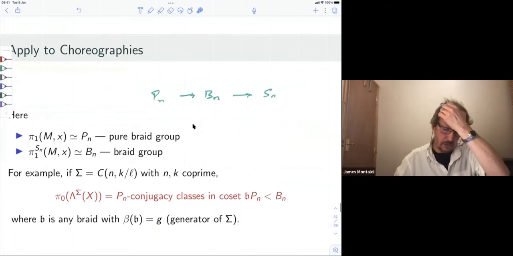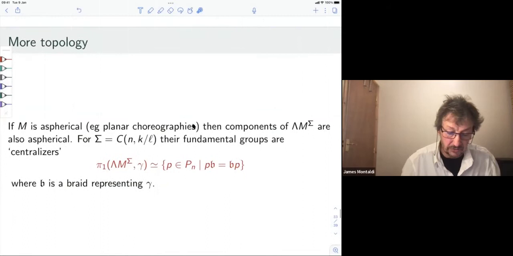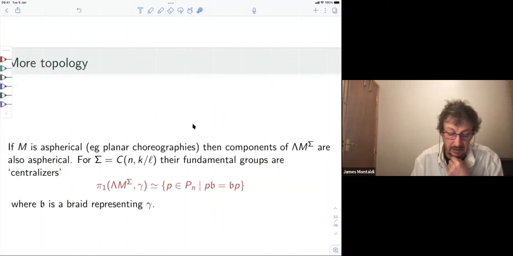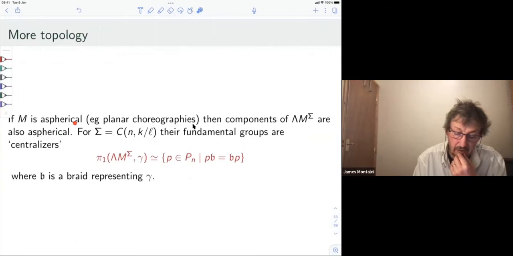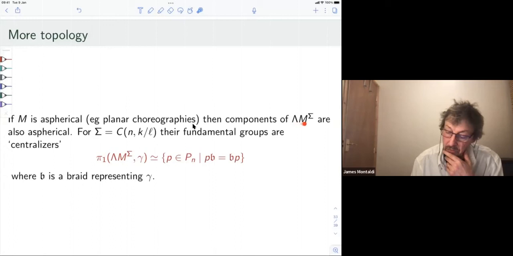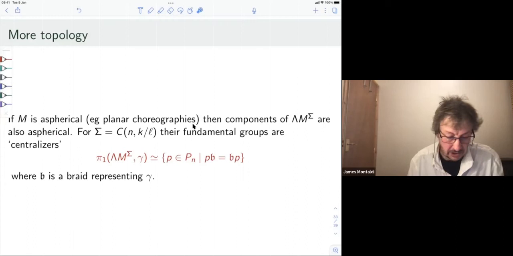So one knows the connected components of these classes of symmetric loops, of these choreographies. And then you can say a little bit more in the case, which is the case here, if we've got the group acting on the manifold, if M is aspherical, then the components of the symmetric loops are also aspherical. And their fundamental groups are, as you might expect, centralizers given by commutation condition.